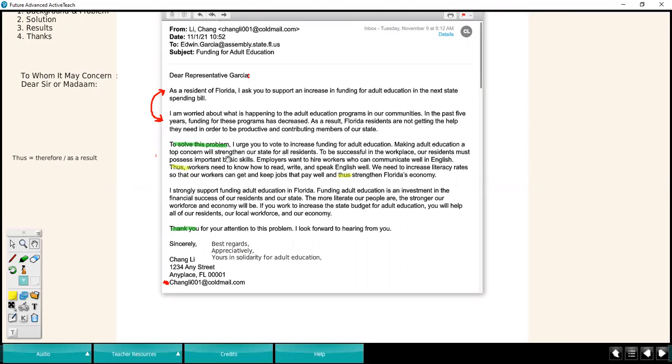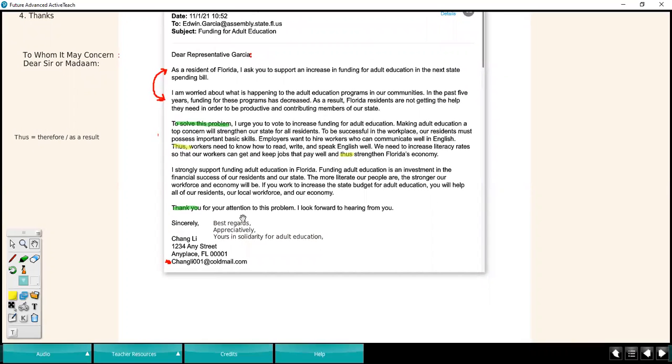Making adult education a top concern will strengthen our state for all residents. To be successful in the workplace, our residents must possess important basic skills. Employers want to hire workers who can communicate well in English. Thus, workers need to know how to read, write, and speak English well. We need to increase literacy rates so that our workers can get and keep jobs that pay well and thus strengthen Florida's economy. Here's the results.